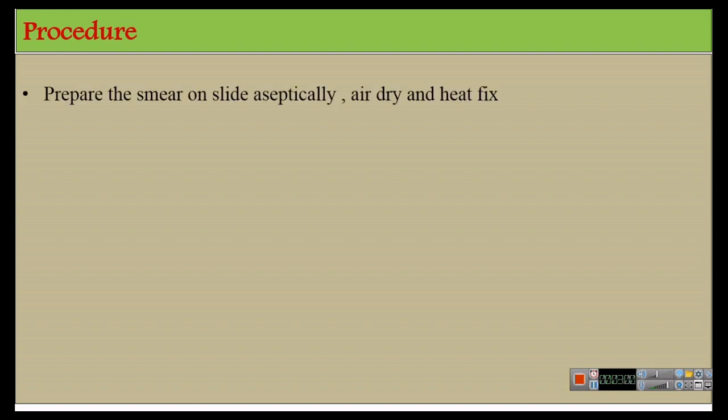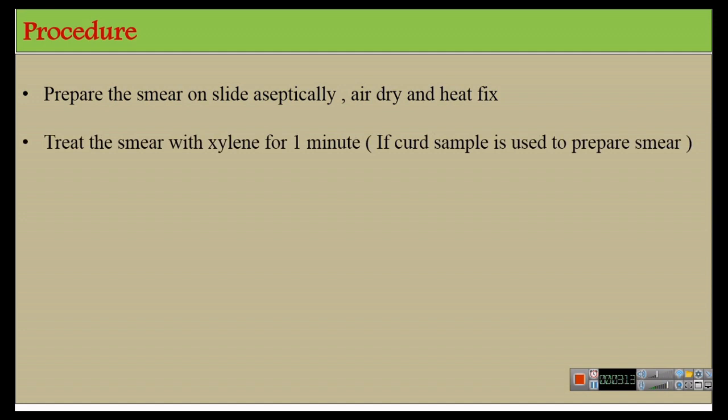So what is the procedure of granule staining by this method? First, you will have to prepare the smear of the given bacterial suspension or curd sample on the slide under aseptic conditions with the help of a wire loop. Air dry the smear and carry out its heat fixation. After that, treat the smear with xylene for 1 minute. But this step is carried out only if the smear is prepared from curd sample because in curd fats are present. Therefore, the removal of fats from the smear is essential. Fats get dissolved in xylene and get separated from the smear.